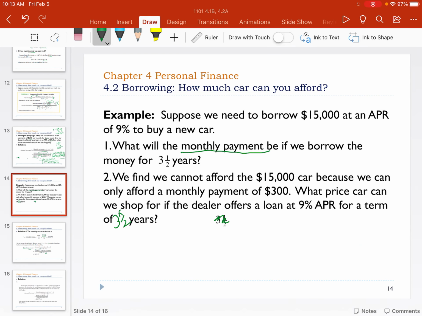Part 2, though, what did Part 2 have to say? We find we cannot afford a $15,000 car, sad to say.